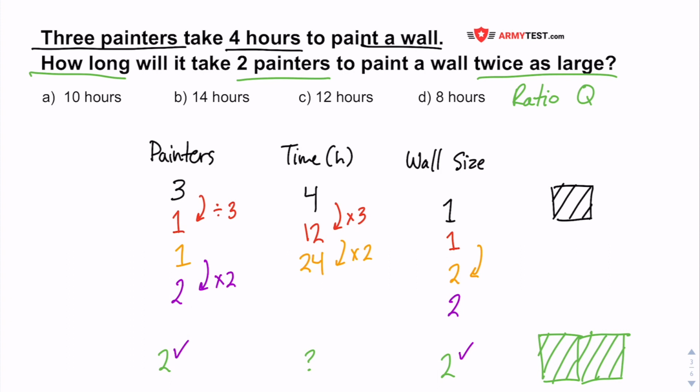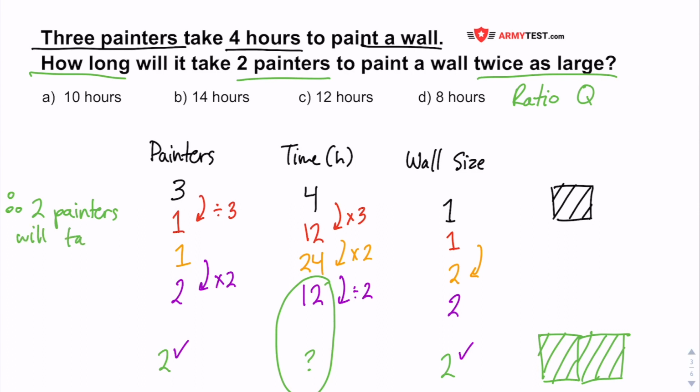But what will that do to the time? Well, if you double the amount of painters, you're going to cut the time in half, right? If you have another person working, you can do twice as much work as the first person, or you can do it in half the time. So that means that this is 12 hours. Now we know what this question mark is. We know that, therefore, 2 painters will take 12 hours to paint the wall. And that is C, 12 hours.